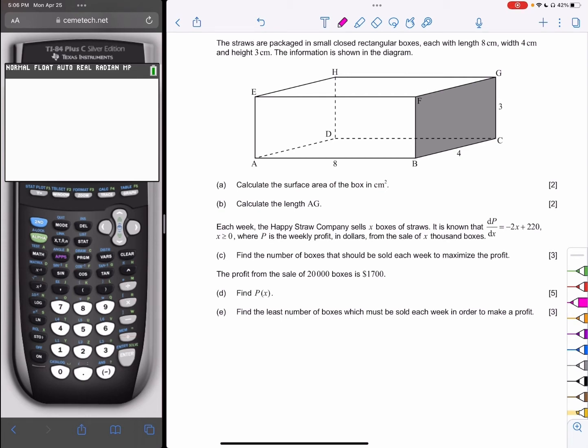So if I wanted to find my surface area, I know that I want to find the area of the front, which is also going to be the area of the back. So I'm going to have 2 times 8 times 3. So that's the front and the back.